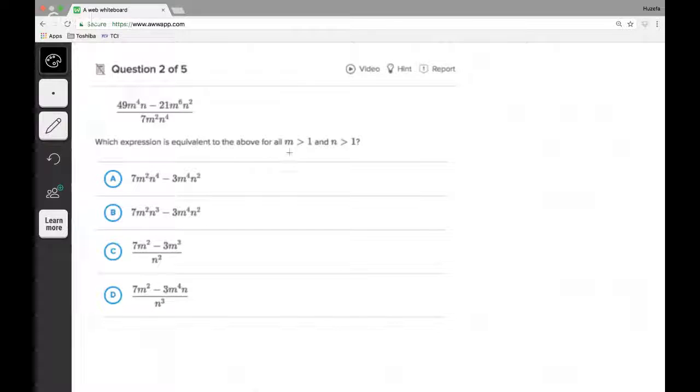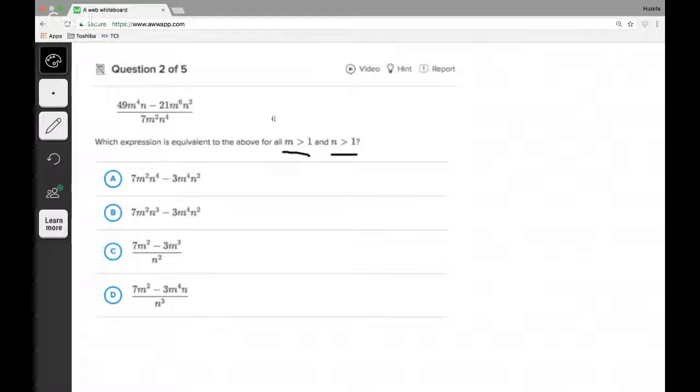Which expression is equivalent to the above for all m greater than 1, n greater than 1? A lot of people get thrown by these conditions. The only reason they're saying this is because they don't want to put you in the awkward position of having a 0 denominator, which throws everything off. When 0 is a denominator, it becomes an undefined solution. Nothing really makes sense with any of these options. That's all they're telling you. You don't have to plug 1 in or 2 in or anything like that.